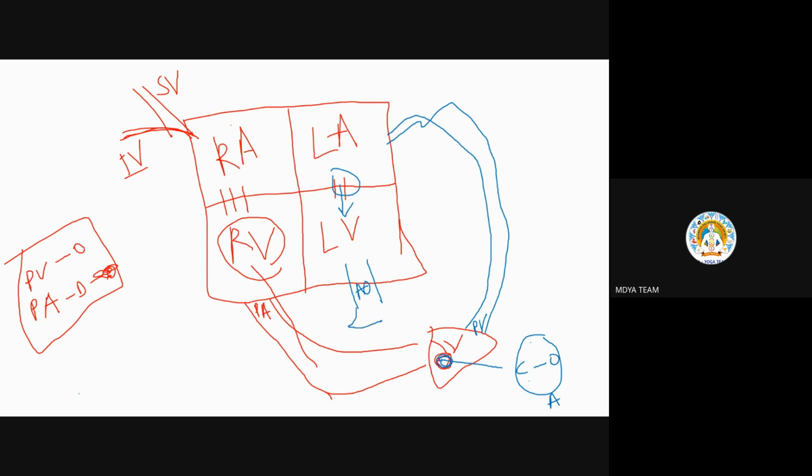This is to the whole body. So it is now very simple to understand how it is traveling. It is coming from the superior vena cava and inferior vena cava, entering into the right atrium. Once you have seen it, just close your eyes and you can easily understand that.